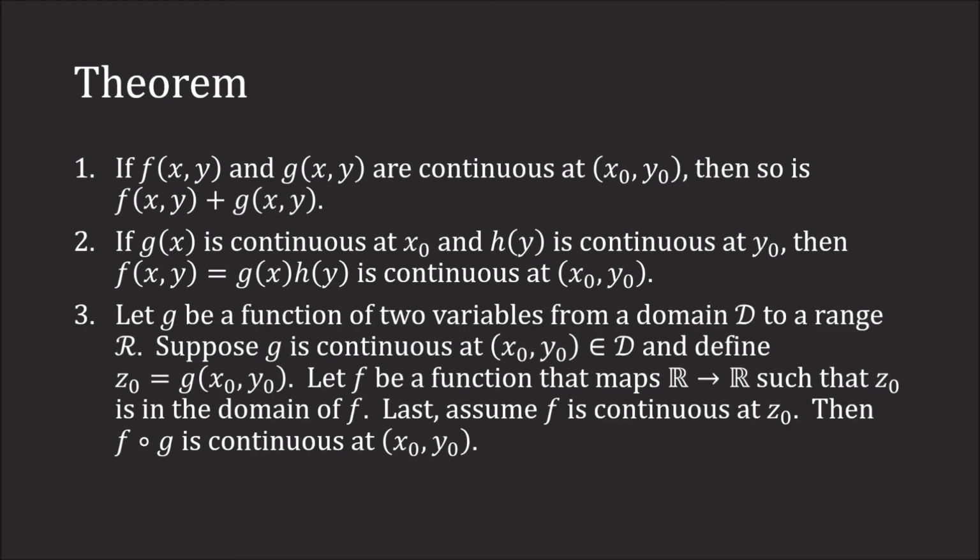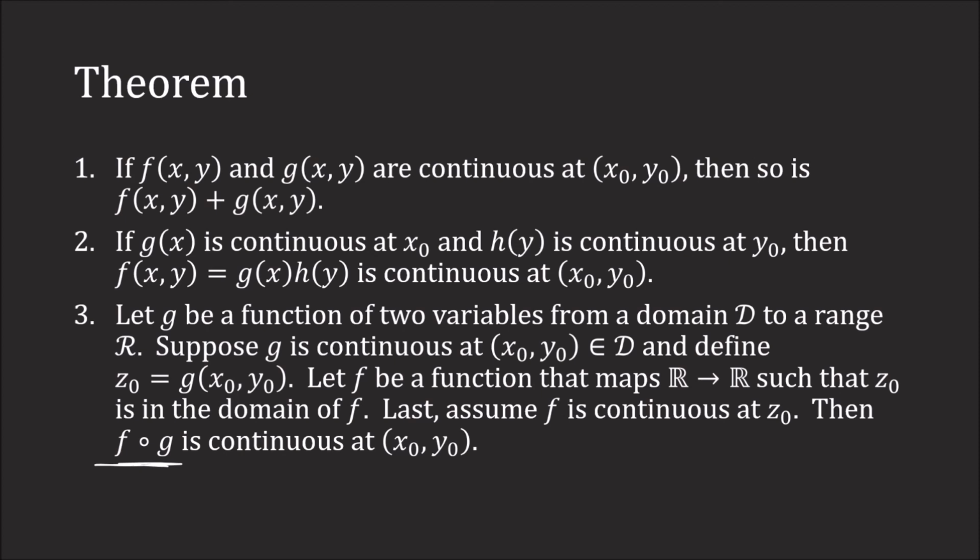And finally, let g be a function of 2 variables from a domain D to a range R. Suppose g is continuous at x naught, y naught, and define z naught to be g of x naught, y naught. Now let f be a function that maps the real numbers to the real numbers, such that z naught is in the domain of f. Lastly, assume that f is continuous at z naught. Then f composed with g is continuous at x naught, y naught. So this is a composition.